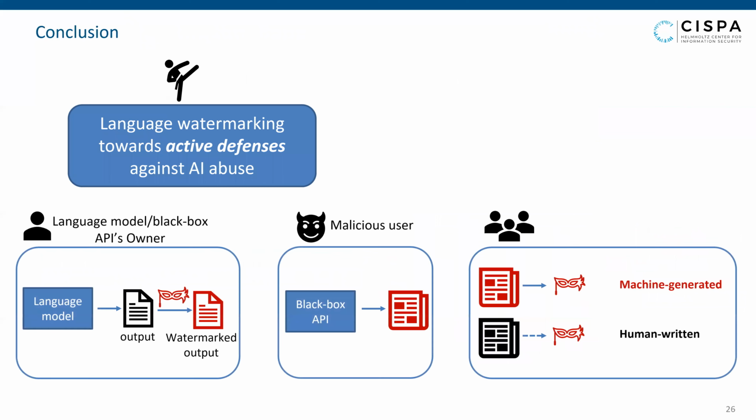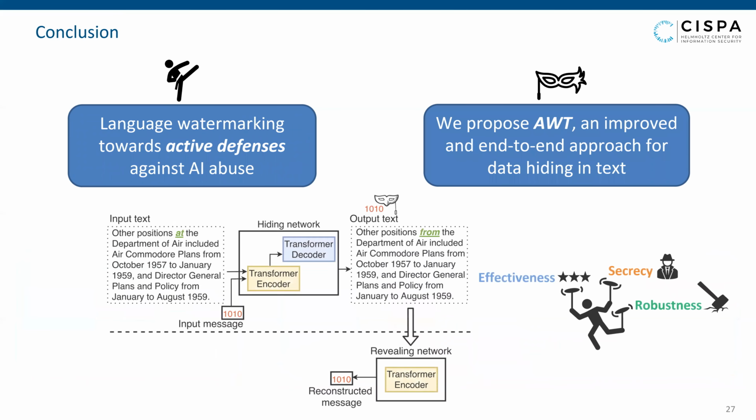To conclude, we study language watermarking towards moving from passive to active defenses against deepfakes that are more sustainable. We propose the first end-to-end language watermarking scheme. Our model achieves a significantly better trade-off between the evaluation axes compared to a rule-based baseline. Our work opens new research directions of automatic language watermarking towards improving the quality and robustness of watermarks.